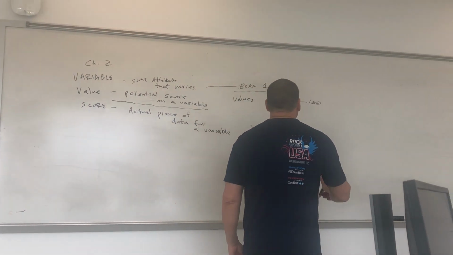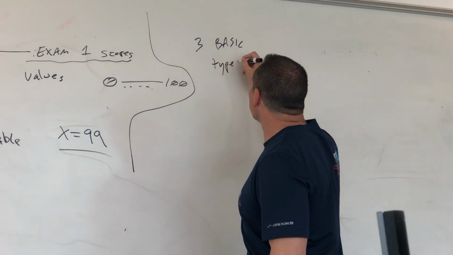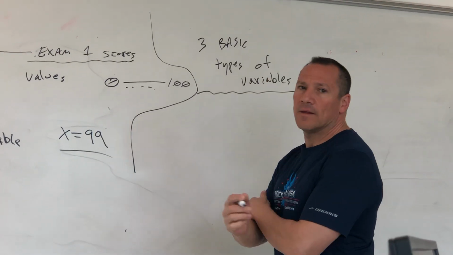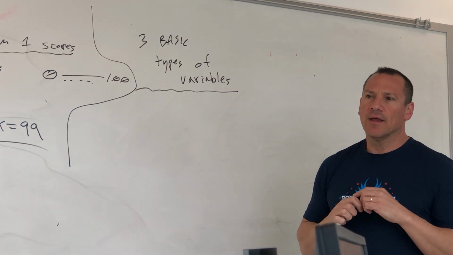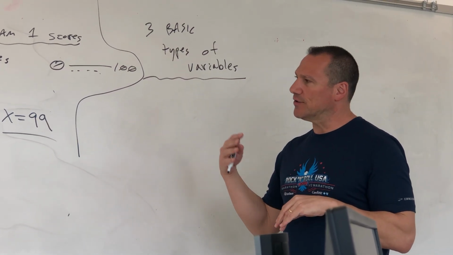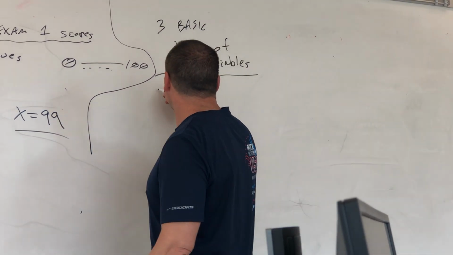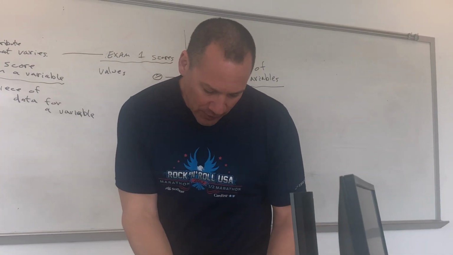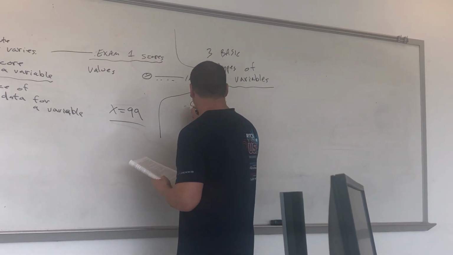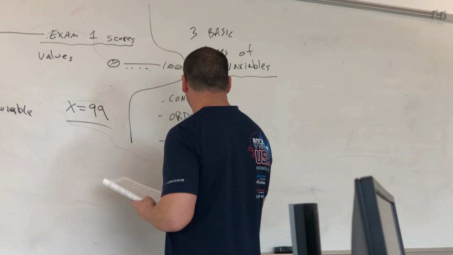We have three basic types of variables, and as you'll see, the kind of variable you have determines what kind of statistic you end up doing later on. So different types of variables relate to different kinds of statistics. Making sure I have the same order as in the book, we have what we call a continuous variable, then an ordinal variable, and then what we call a categorical variable.